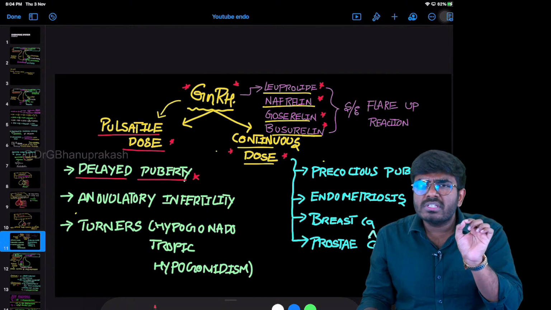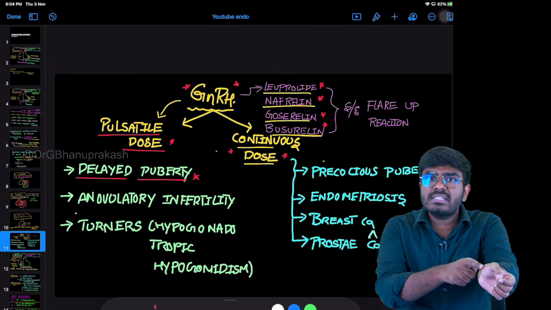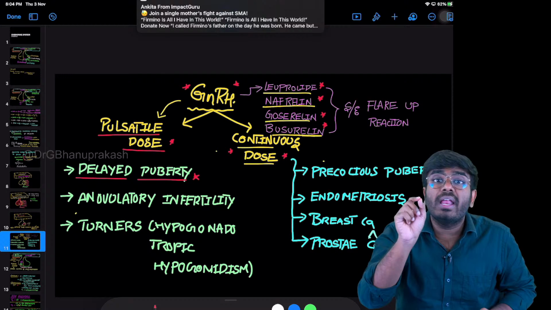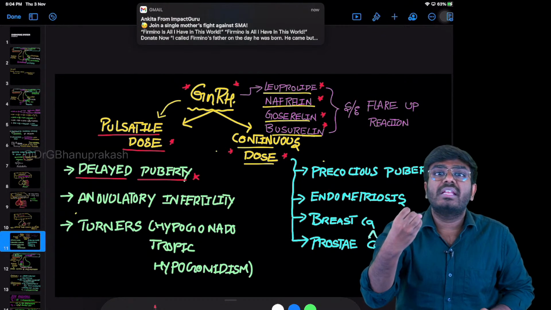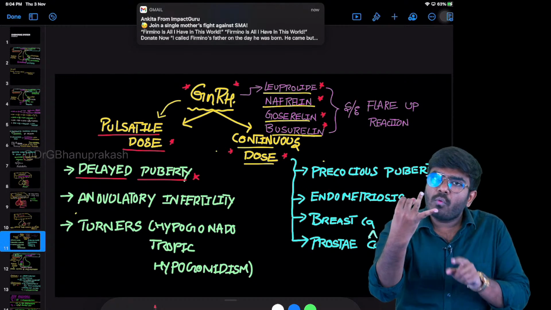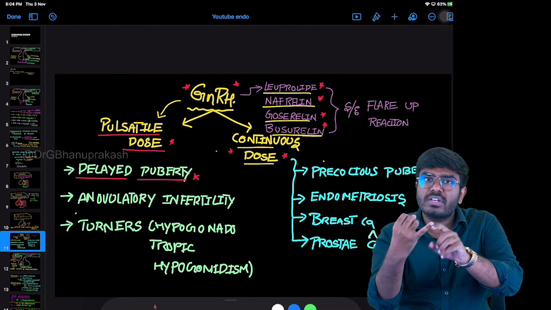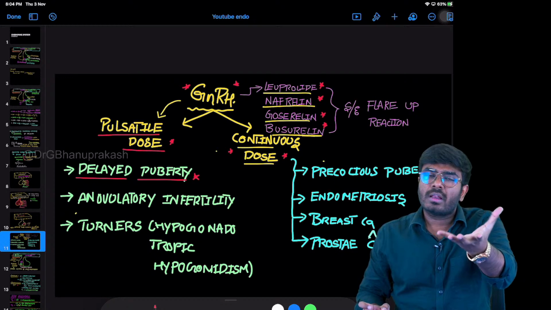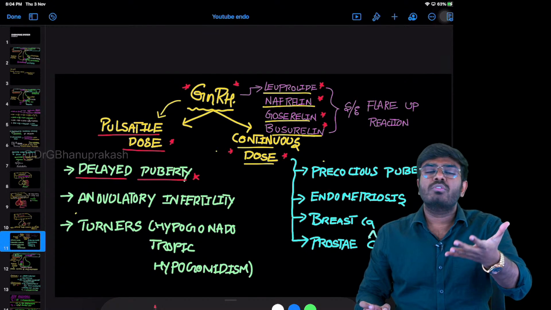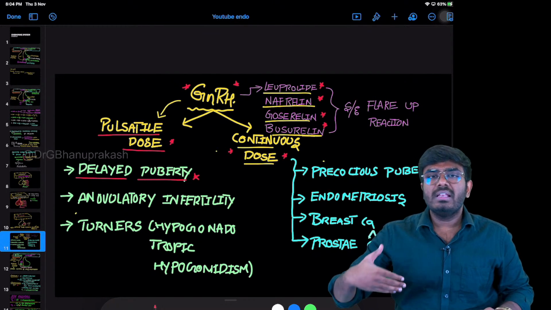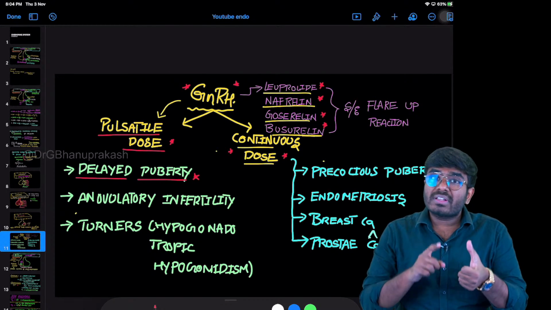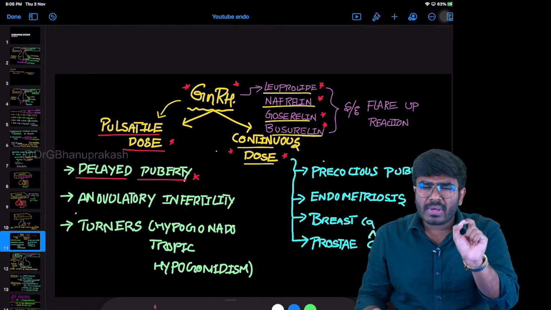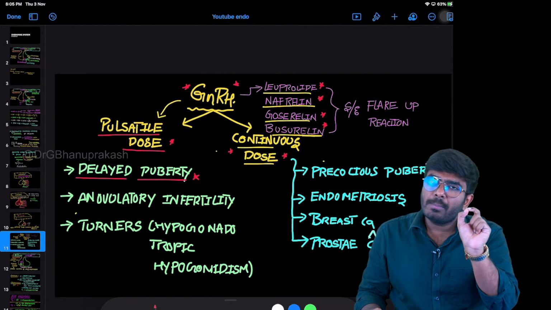Whenever you give these GnRH analogues in a pulsatile dose, what will they do? They will go to the anterior pituitary. They will stimulate the gonadotropes so that there is release of FSH as well as LH. FSH will stimulate the follicles to grow. And LH will help in ovulation. Whenever there is FSH and LH, she is going to have her menstrual cycles. Very simple. So, for the treatment of delayed puberty, what do you have to use? GnRH analogues in a pulsatile dose or continuous dose? You have to use them in pulsatile doses.